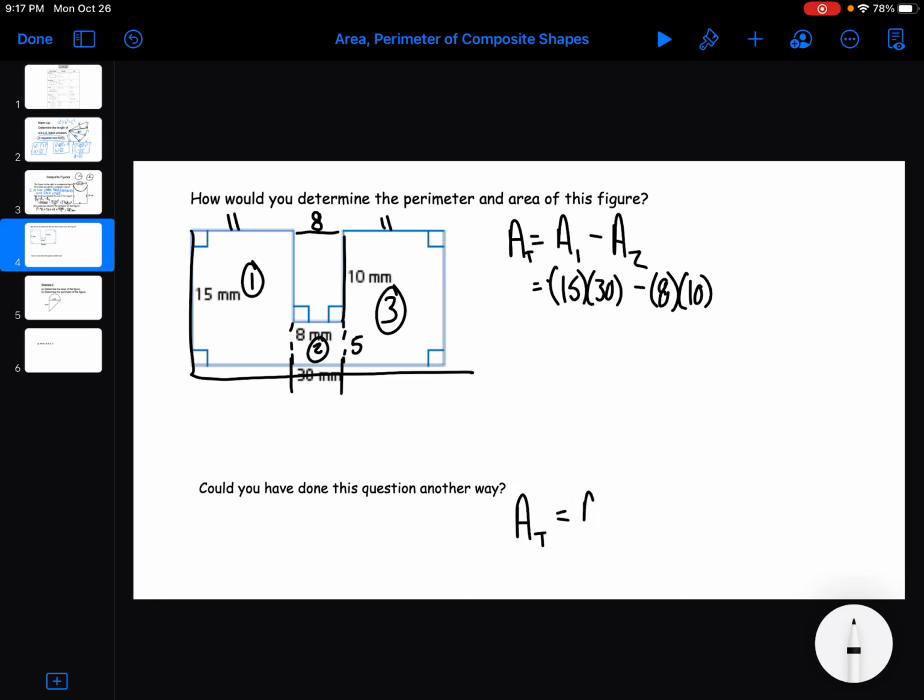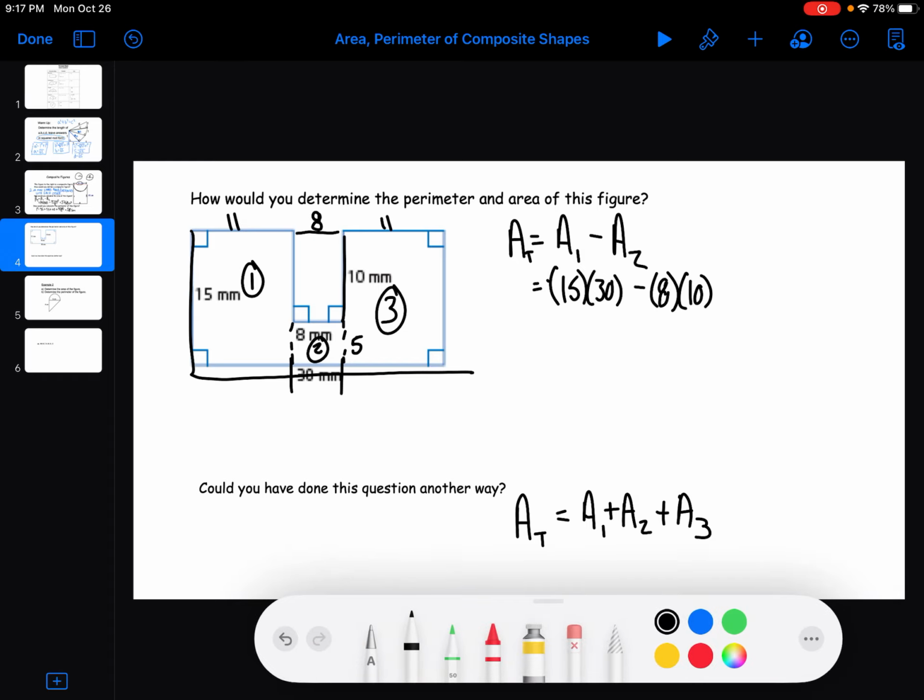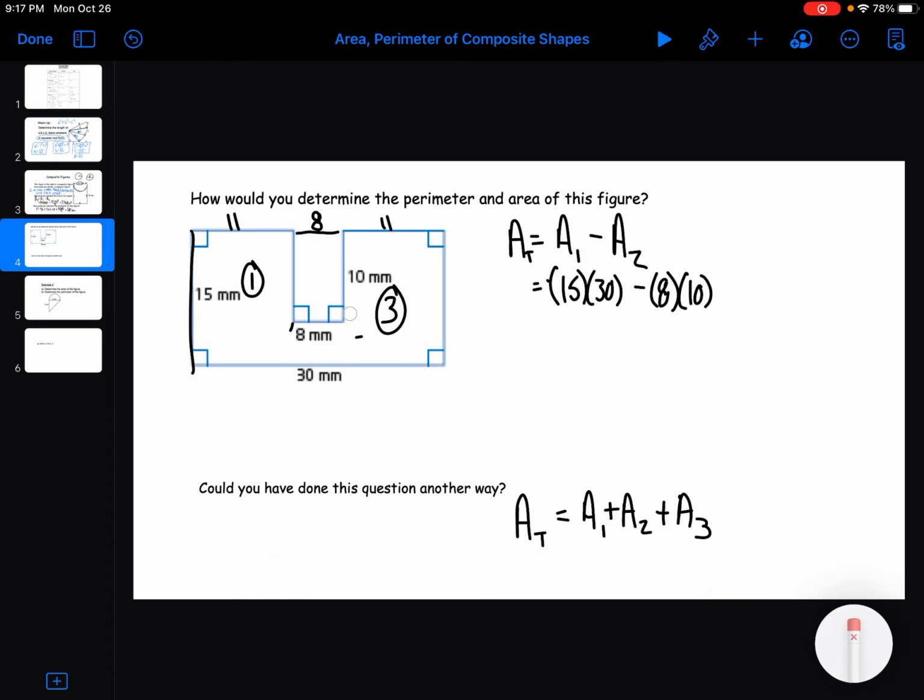So you'd have area 1 plus area 2 plus area 3, and they're all going to be length times width. It's just a different way of looking at it. Both are right, both going to give you the right answer, just a little bit more to the second one. All right, if we were finding the perimeter.